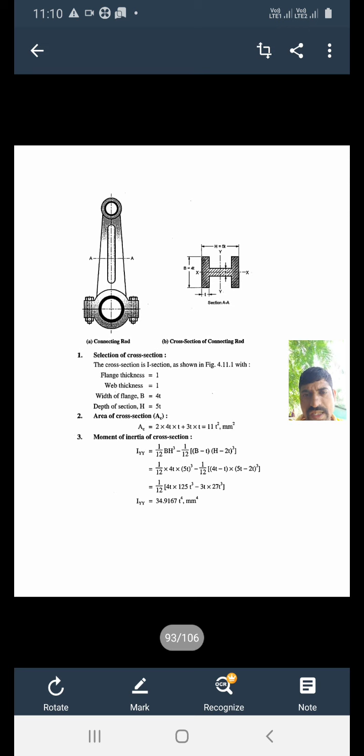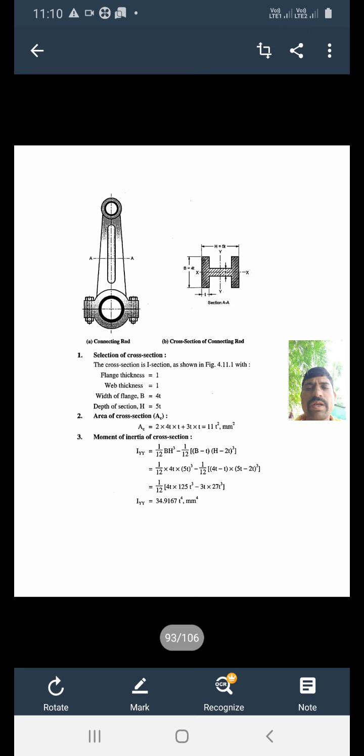Second, area of the cross section. How to calculate the area of the cross section? A is equal to 2 into 40 into t plus 3t into t. You will get 11 t square. This is the area of the cross section.